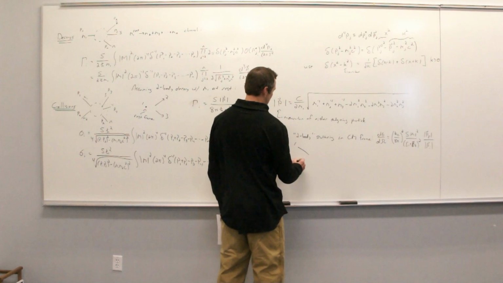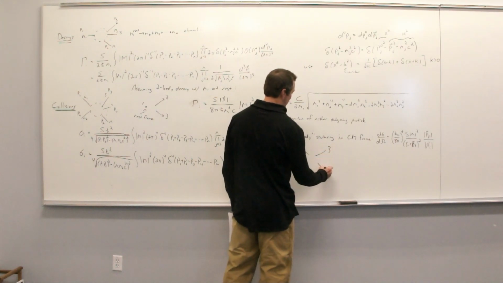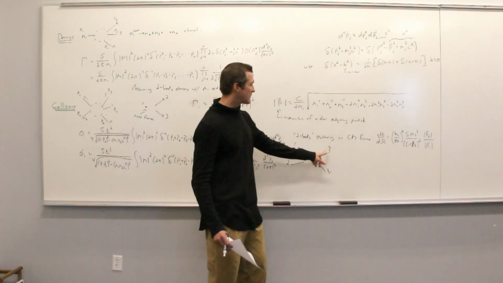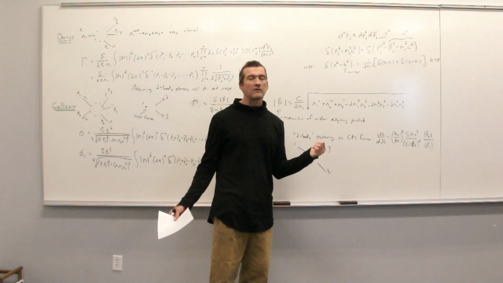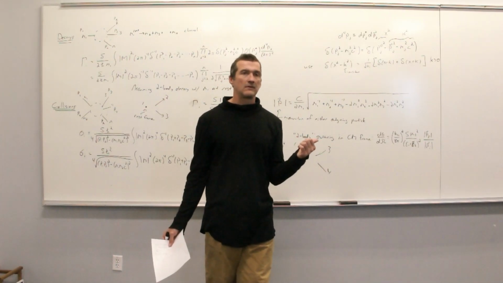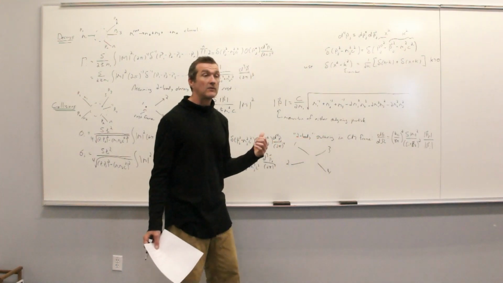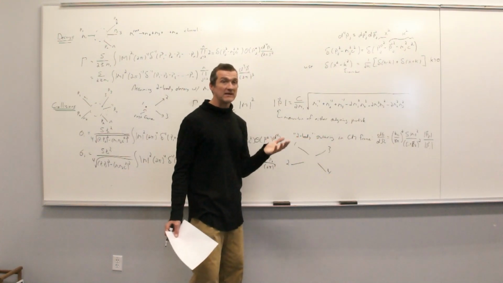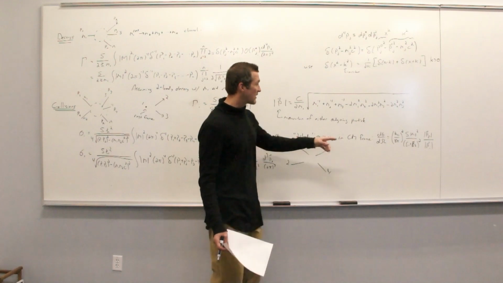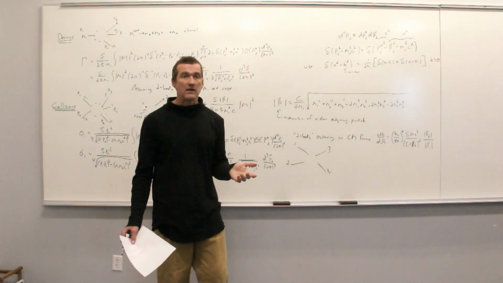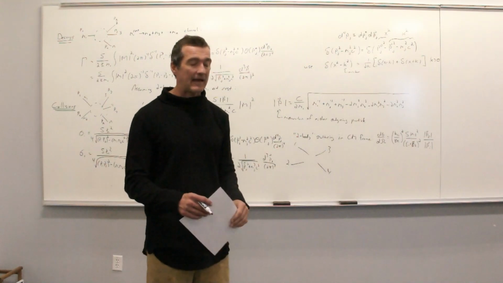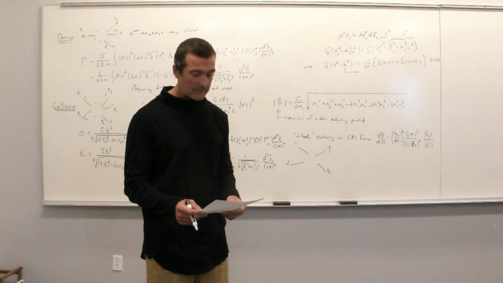I didn't draw the process. So I've got 1 coming in, 2 coming in, 3 going out, and 4 going out. So I can use the momentum final of 3 or 4 because they're equal and opposite, because the total spatial momentum is 0. The total 4-momentum is not 0, the total spatial momentum is 0. And similarly, P initial is the spatial momentum of either of the particles going in, again because they add to 0 for the two-body case.